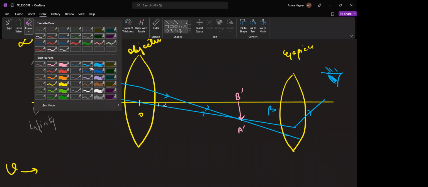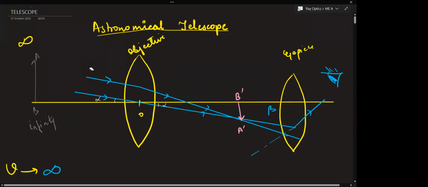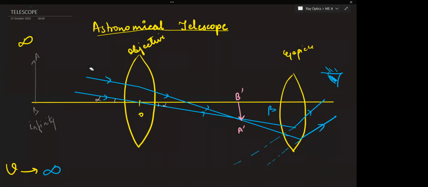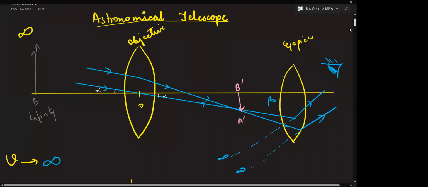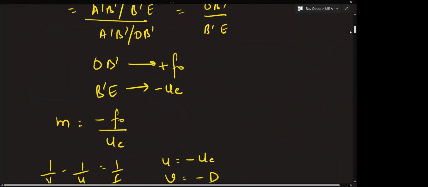See, for the second case, when the image is formed at infinity, both the rays will be parallel now, because the image is formed at infinity. The rest of these things will be the same. It's just that the difference will arise in the meaning of BE.